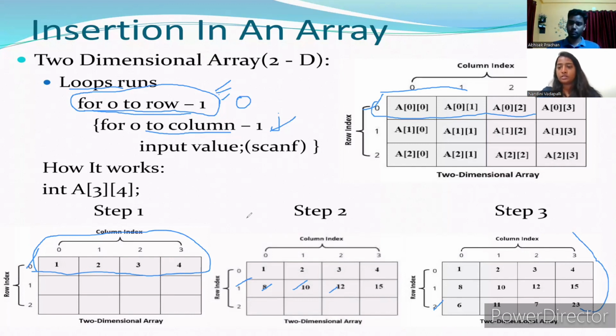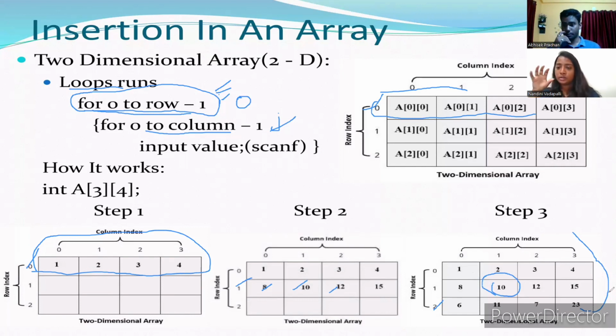What if I want to insert one element somewhere in between? Is that possible in a two-dimensional array? Yes, it is possible, but in that scenario you need to specifically give an order. For example, A of 1, 1, this will be filled, whereas your other elements will be replaced with 0 because you haven't filled anything.